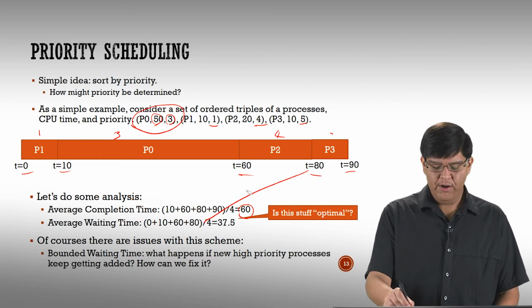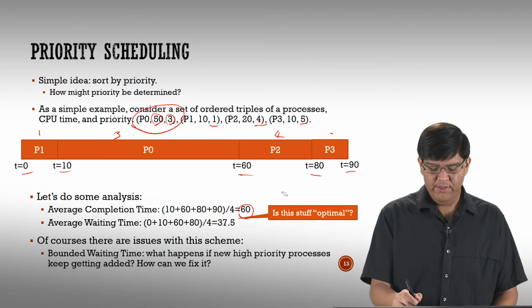So this stuff is pretty straightforward. We're just ordering by the priority. So we have those 2 calculations, and again, they're not really comparable to the other algorithms.